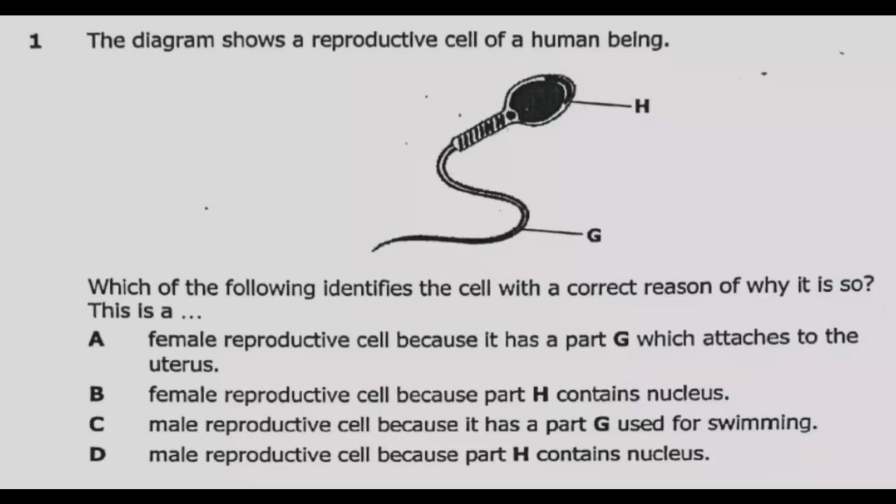Like I said earlier on, this is not the female reproductive cell. C, male reproductive cell because it has a part G used for swimming. Okay, so G is used for swimming, that is the male reproductive cell, and that one is correct. D, male reproductive cell because part H contains nucleus. No, so the correct answer is C.